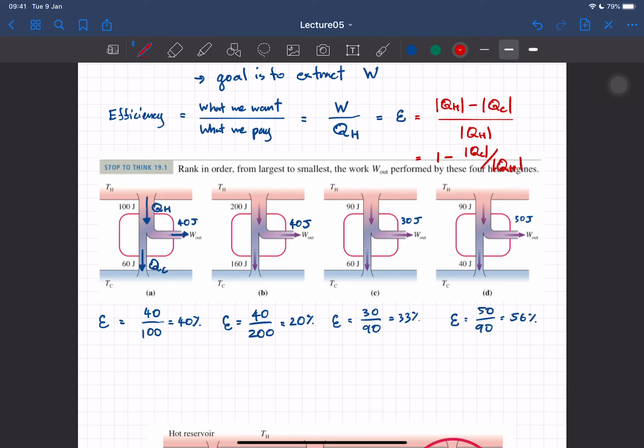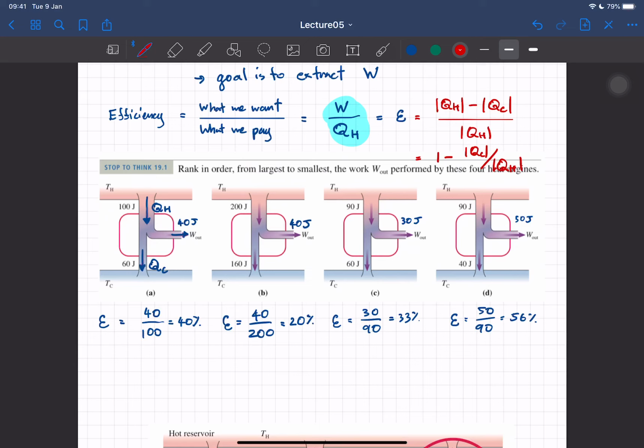It's just expressed in a different presentation. But I mean, you don't have to remember all of them. The only thing worth remembering is this one, because work can be calculated from the difference of the heat QH and QC. Okay, so far so good.